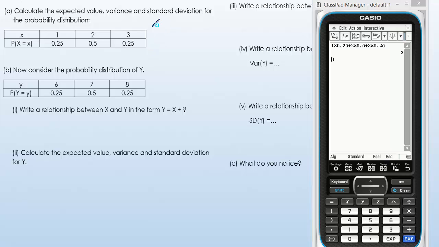That's 2, and I should really have spotted that because if you look at it, it's completely symmetrical. So the mean would be exactly in the middle. I didn't really need to calculate it. Now we need the variance as well.